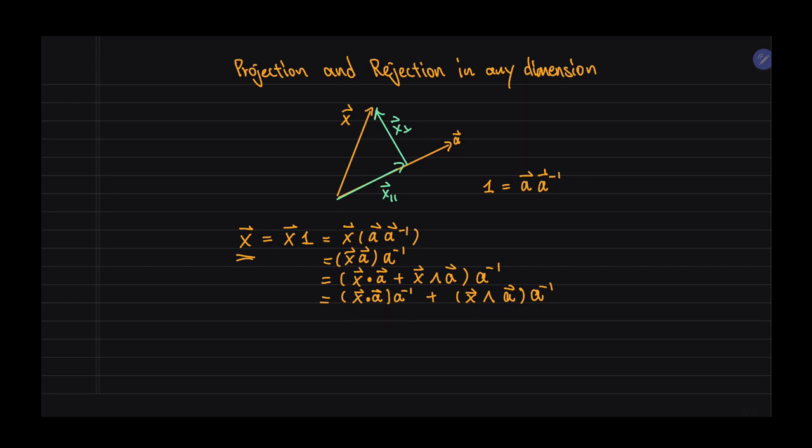In the next slide, we want to show that this is actually x parallel, the vector here. And also we will show that this vector corresponds to x perpendicular to a, the vector x perpendicular to a.